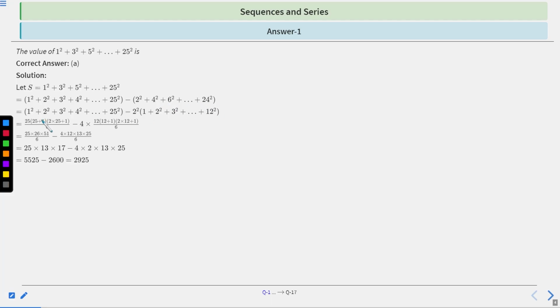Now we know the summation formula. The formula is n into n plus 1 into 2n plus 1 upon 6. Now take 2 square common in the second expression. So when we take 2 square common, it will become 2 square into 1 plus 2 square plus 3 square till 12 square. Now we apply the formula: 25 into 25 plus 1 into 2 into 25 plus 1 upon 6, minus 4 into 12 into 12 plus 1 into 2 into 12 plus 1 upon 6. So after solving, we get 2925 as the answer. So I think option A is the right choice.